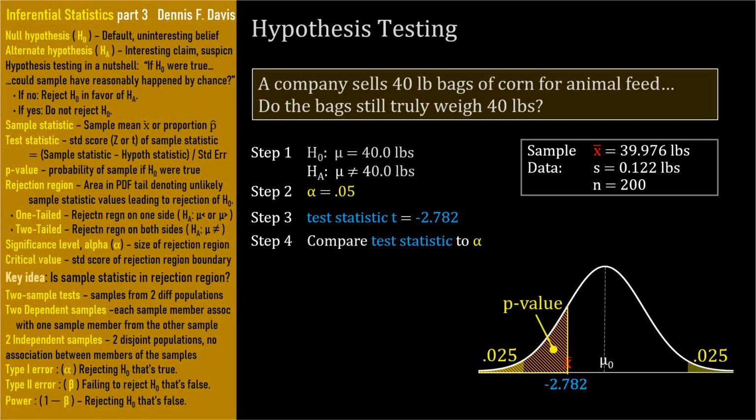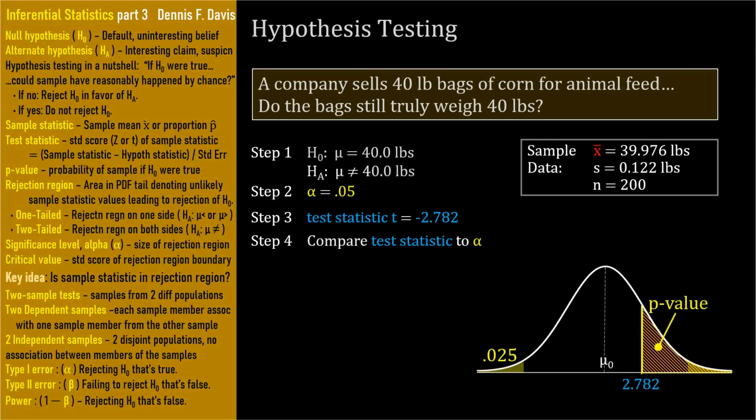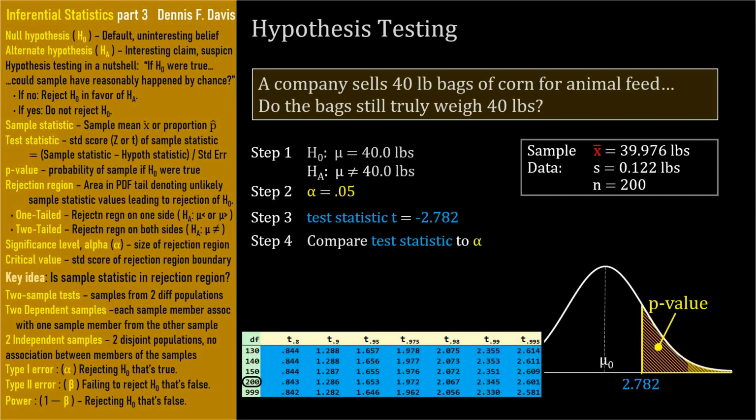As usual, when the action is in the left half of the PDF, we'll have an easier time flipping the diagram around. We want this probability, so we'll use our t-table to find the probability up to here, then subtract that from 1 to get the p-value. We'll use the 200 degrees of freedom row and search across to find the number closest to 2.782. And we never find one. 2.782 is off the charts, meaning the probability of a t-score up to 2.782 is greater than 0.995. Subtracting that from 1 means the p-value is less than 0.005.